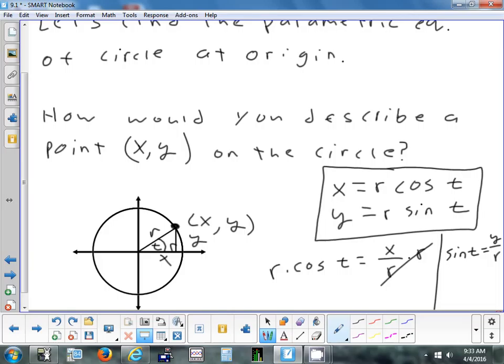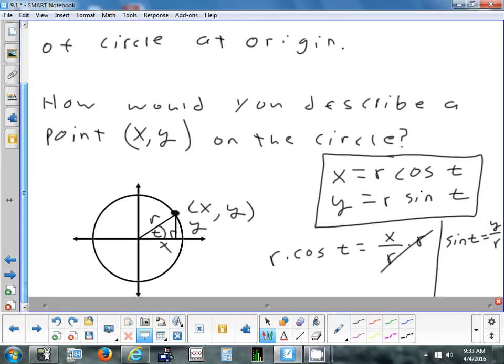That's the equation of your circle. What do you think r stands for? It's the radius. And you want to keep those r's the same. If you make one r bigger than the other, you would get more of an oval.